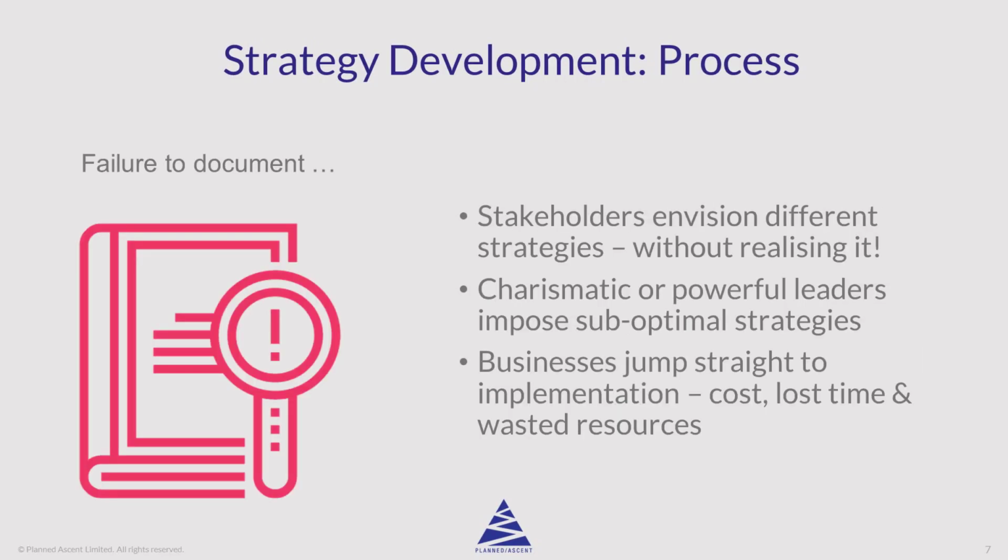A failure to document can, and too often does, give rise to the following outcomes. Different strategies exist in the minds of different stakeholders, who fail to realise that they're envisioning different ways forward. They waste time and effort in circuitous discussions. Charismatic leaders, or simply those with the most authority, impose their preferred strategies on colleagues. These take no account of their personal blind spots and fail to benefit from others' expertise and experience that could have improved them.